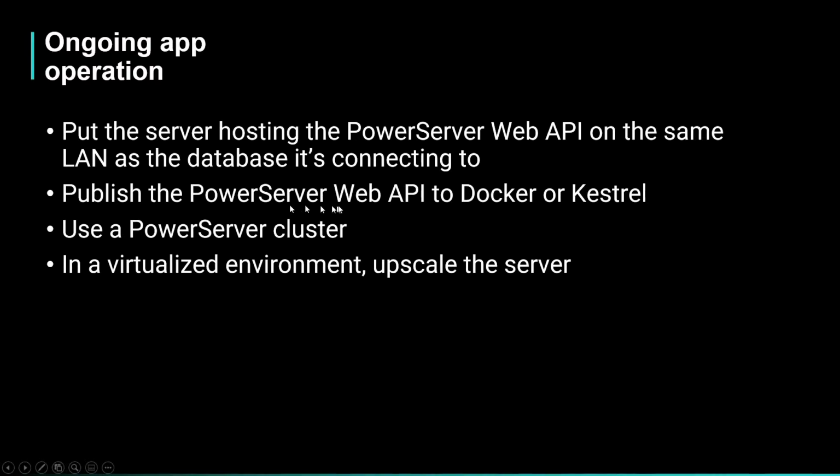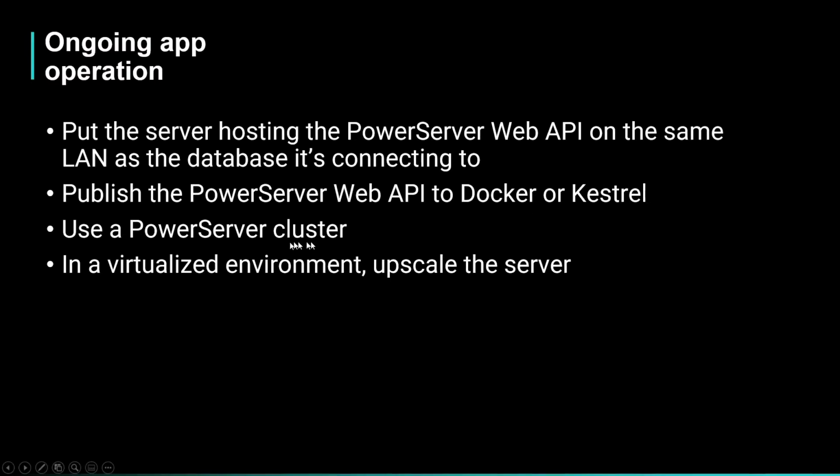Another thing you can do here is make sure you publish the PowerServer Web API to Docker or Kestrel. The idea being here is that Docker and Kestrel are very lightweight containers for running the code. They don't have all the overhead of, let's say, IIS, and so they tend to operate a little faster. And you can use IIS as a front end to Kestrel, so that the calls are routed to Kestrel through IIS, but from a performance perspective, you wouldn't necessarily want to run the Web API call directly in IIS. Run it in Kestrel or Docker instead.